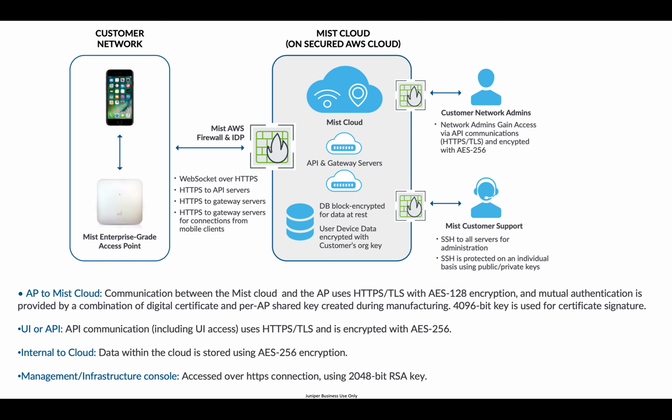The UI or the API communication is taken care of by HTTPS and TLS with AES 256 encryption. Internal to the cloud is something which you also should know. So data, when it hits the cloud, which means the metadata, is stored using AES 256 encryption. Mist will collate and curate data and send it out to the dashboard for you to view it in the best possible way. And that data is stored in the cloud with AES 256 encryption.